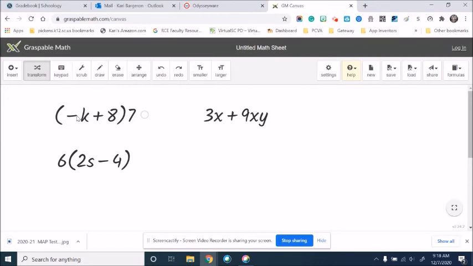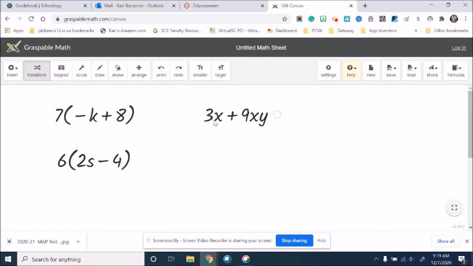Just please note that you could also factor out this negative, and then it's going to end up being k minus 8. If you are uncomfortable with the 7 being at the end, that is another way to write the distributive property. You can move it to the beginning. But for some reason, it's not letting me remove the negative symbol.